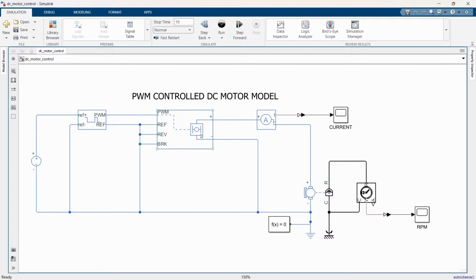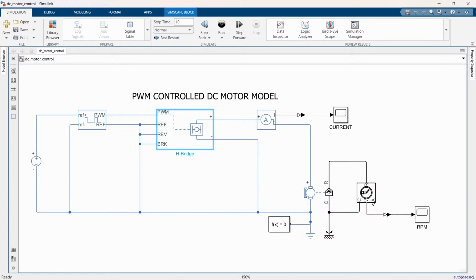So next we have the H-bridge motor block. As I said earlier, this block is a kind of circuit that is used to drive a DC motor, so that we can rotate the DC motor in both forward and backward, that means reverse, directions also.